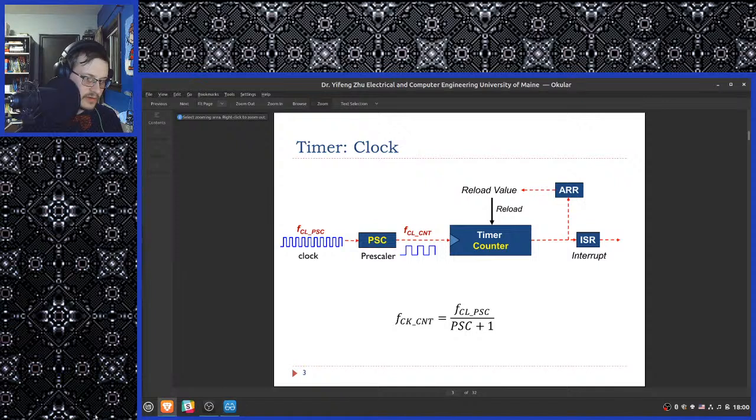Where are the CCR and ARR? Are these stored in memory? Yeah, those would be memory mapped, right? In the same way that your output data register is memory mapped, so are ARR and CCR. So is the timer counter still part of the hardware, or is that now part of the software? No, this is still hardware.